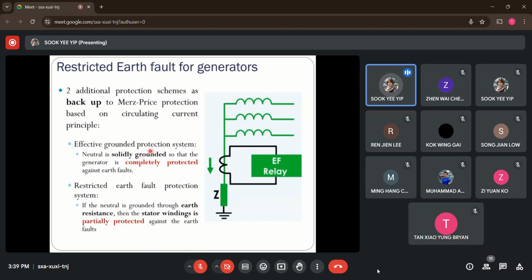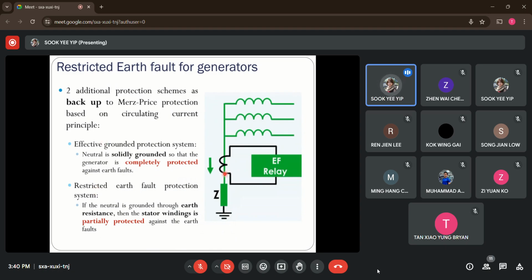Whereby this stator winding is in Y connection, and the neutral point is connected to the ground via a low resistance wire or zero impedance wire. This is known as the solidly grounded system. Right now the stator winding will be 100% covered against a fault situation, so it is completely protected against a fault situation. So this is the first way.